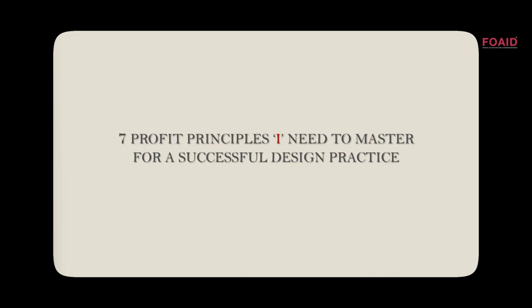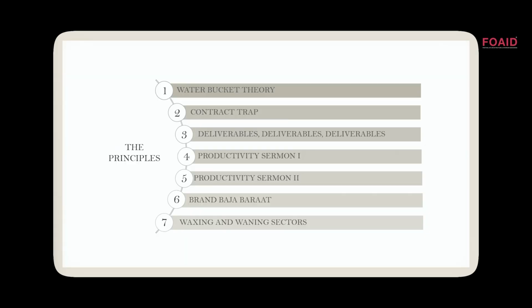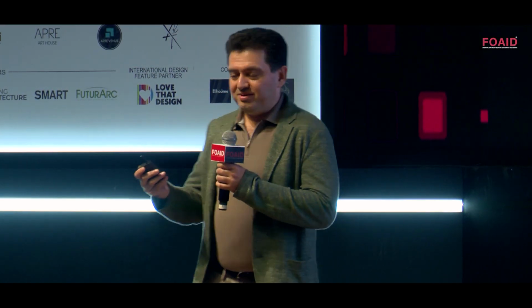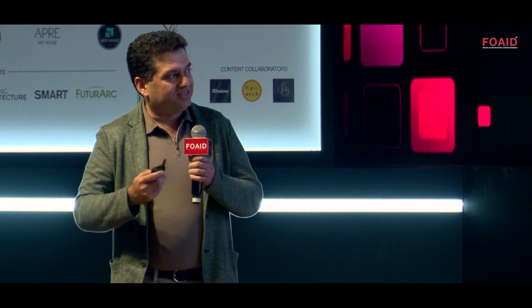Now I'm just going to make it quick, 2 minutes per concept. I have selected 7 basic principles which I've realized and come across are the main principles which can help any firm, younger or likewise, to have a successful design practice. So the 7, I've just named them. These are, of course, names done for this talk. The water bucket theory, which I will explain. The contract trap, deliverables, the productivity sermons, and the idea of branding, and then the idea of the waxing and waning sectors. I'll explain each concept to you.